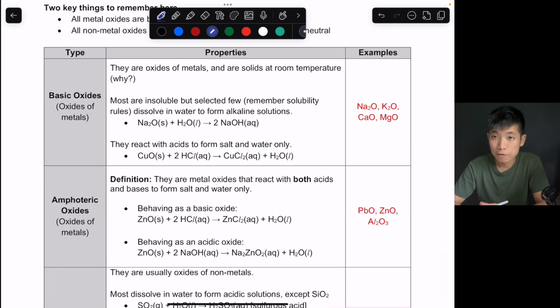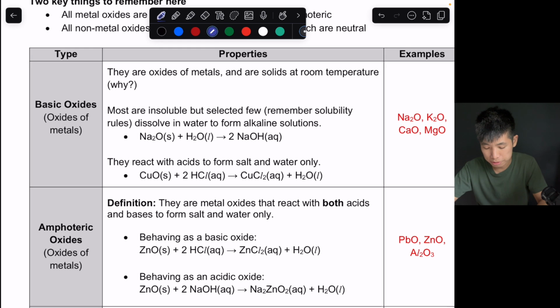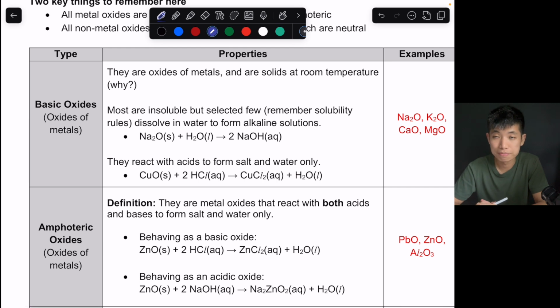In general, there are 4 kinds of oxides. The first kind will be your basic oxide. So basic oxides are oxides of metals and they are solids at room temperature. Metal oxides consist of a metal with oxygen, a non-metal, and therefore form an ionic compound. Do you remember the properties of an ionic compound? Ionic compounds have a high melting point and therefore these oxides tend to be solids at room temperature.